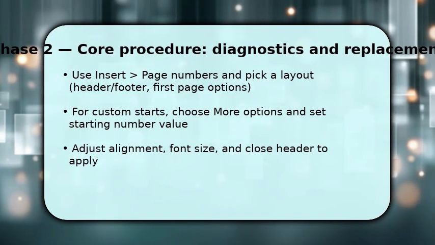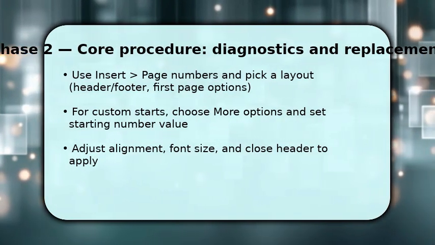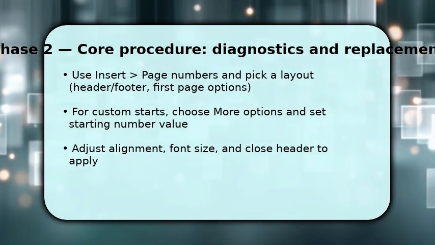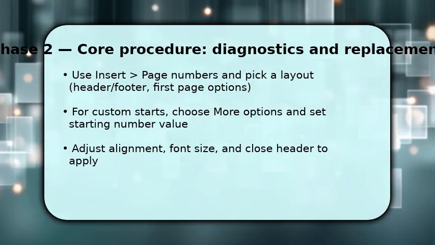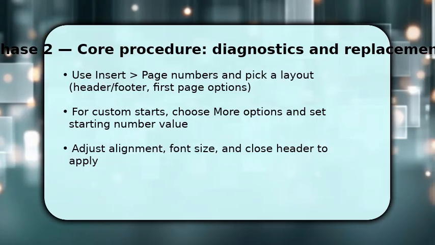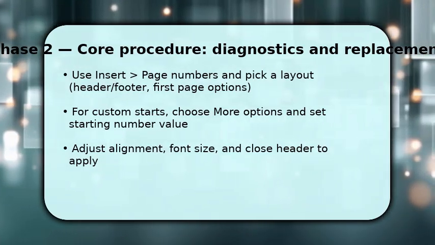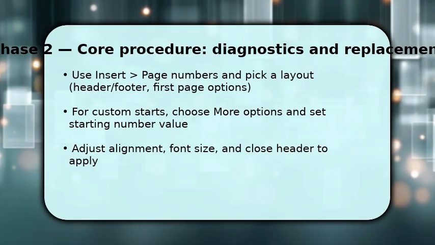Now insert the actual numbers. Go to Insert, Page Numbers, and select the layout you want: top or bottom, left or center. If you need numbering to start at a specific value, use More options and set the Start at Number field. This lets you begin at 1, 0, or any number you need.